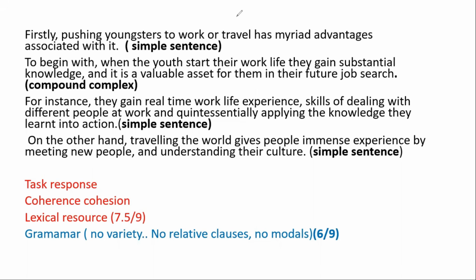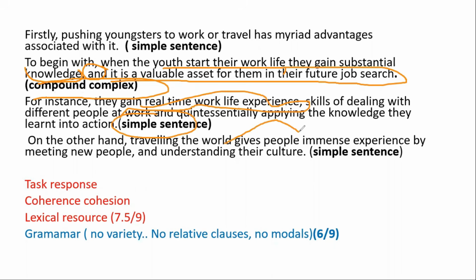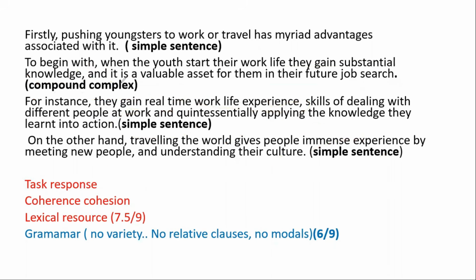But if you see here, firstly, "Pushing youngsters to work has myriad advantages" is a simple sentence. "When the youth start their work life, they gain substantial knowledge" is a complex sentence. "It is a valuable asset for them" is one more independent sentence, and two independent sentences connected using "and" become compound complex. "For instance, they gain this" and this is a simple sentence. "Traveling the world gives you immense experience by meeting people," and this is a simple sentence. I could see mostly simple sentences and only one variety, very little variety, and nowhere the modals the person has made use of.